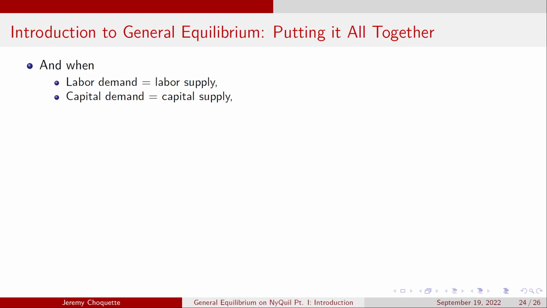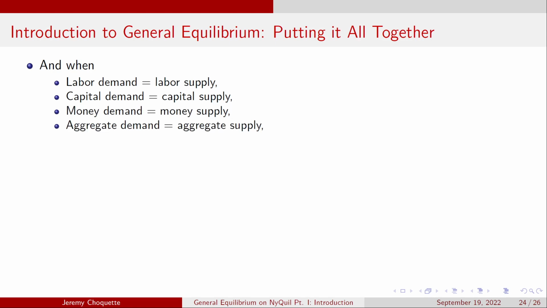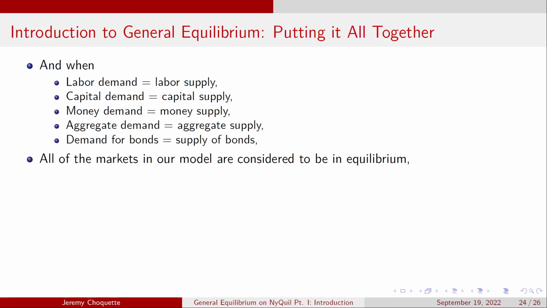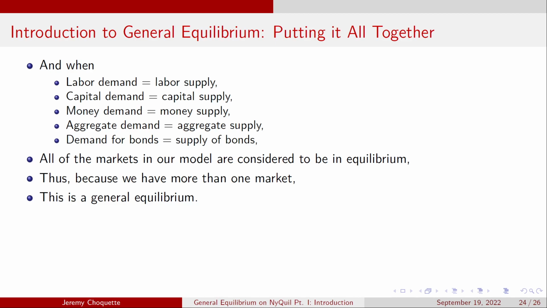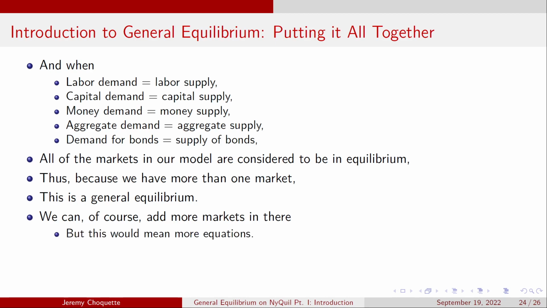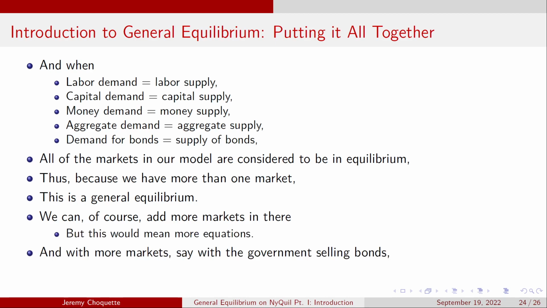So when labor demand equals labor supply, capital demand equals capital supply, money demand equals money supply, aggregate demand equals aggregate supply, and demand for bonds equals supply of bonds. When these are all considered to be in equilibrium, then we have a general equilibrium. Because we've got more than one market, this is, in fact, a general equilibrium. And we can put more markets in there if we want, but it means more equations.